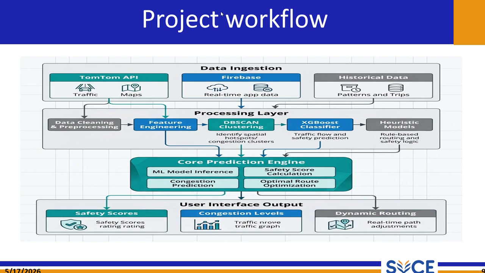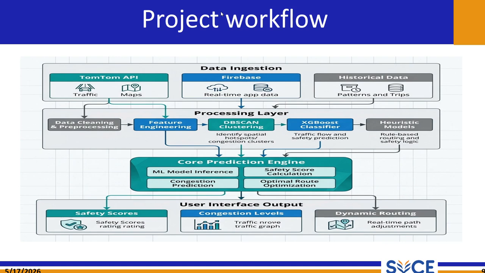And this is the project workflow. This diagram illustrates the three-layer architecture of our smart navigation system. At the top, we have the data sources. The system takes live traffic and map data from the TomTom API, real-time user and incident data from Firebase, and historical trip patterns along with past accident records. These three sources together feed into the middle layer, which is the processing layer and the brain of the system.